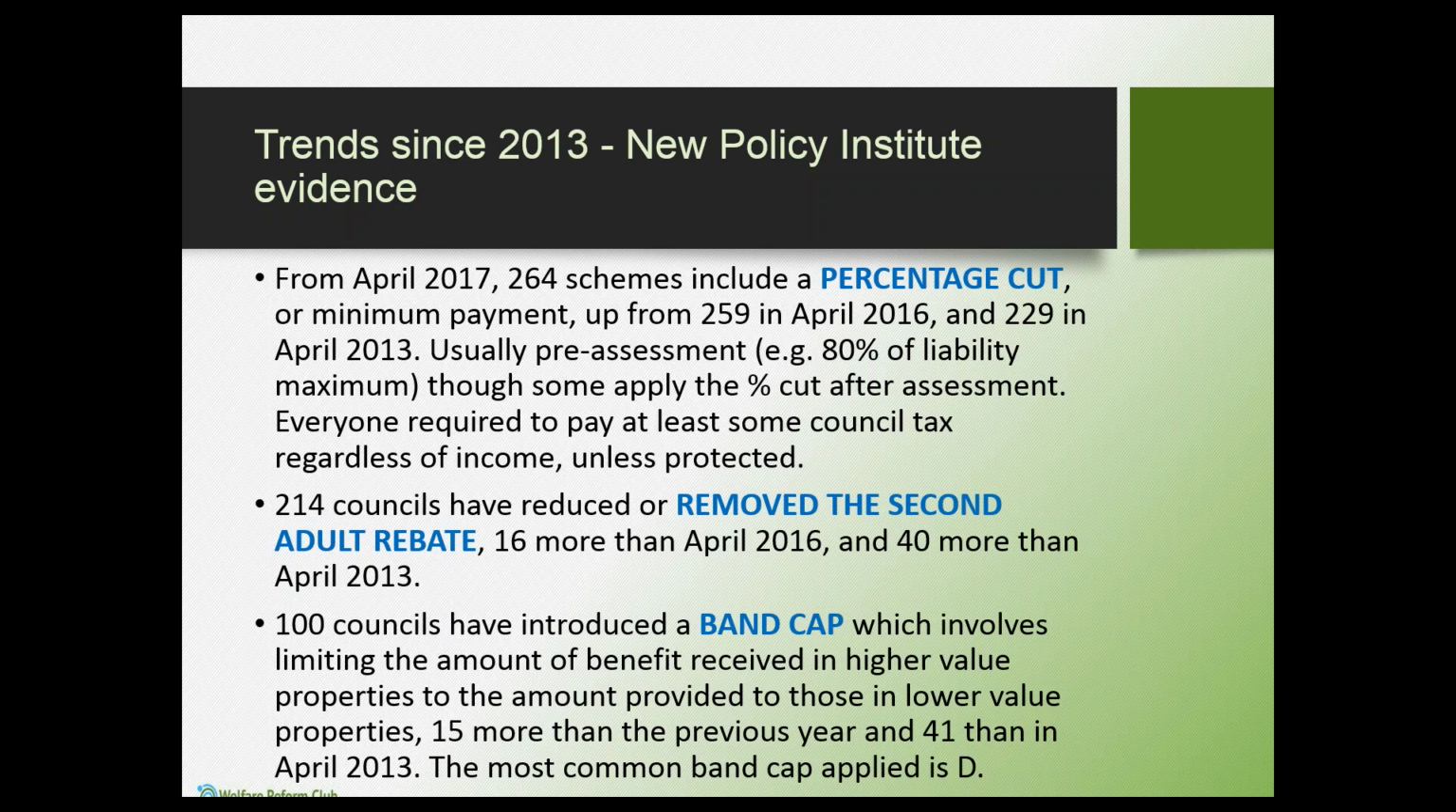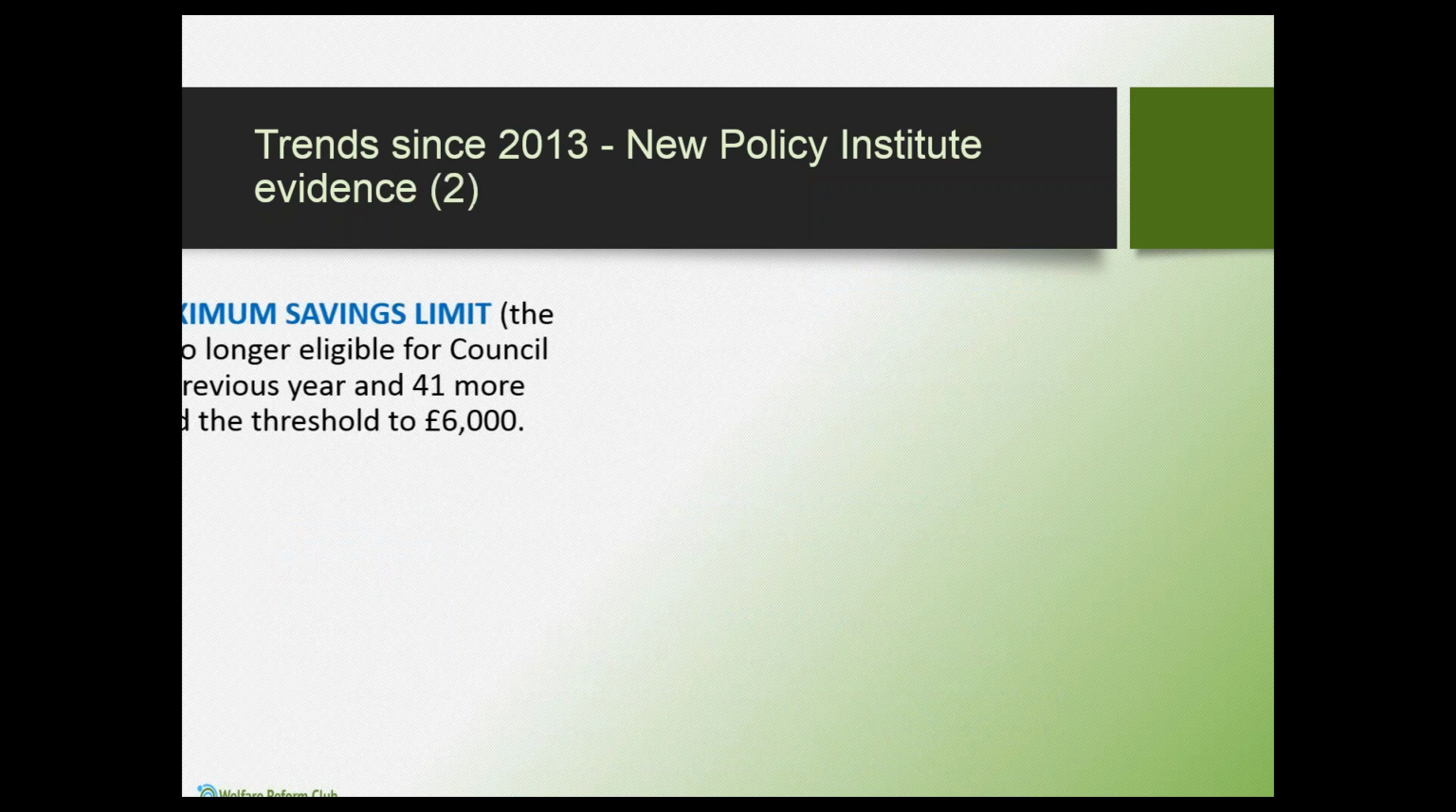And then 100 councils have introduced some form of band cap. And by that, what we're talking about here is where we've got the higher value properties, the amount of benefit that would have been received on those higher value properties was actually reduced to what you would have got in the lower value property. So essentially, you won't get more. The most common cap applied is band D. And you don't get any more than you would get if you were in band D. That's the principle, and 100 councils have introduced that.